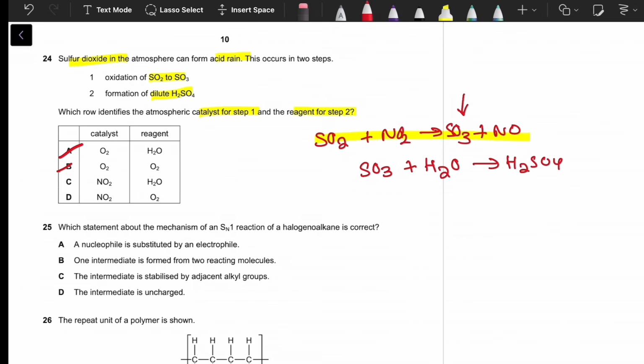Now, acid rain is basically acid, and in this case, it's sulfuric acid. To get sulfur trioxide to form sulfuric acid, the main difference is the hydrogens. It wouldn't make sense for the reagent to be oxygen because where are we getting the hydrogen from? Therefore, it must be water, so the answer is C.